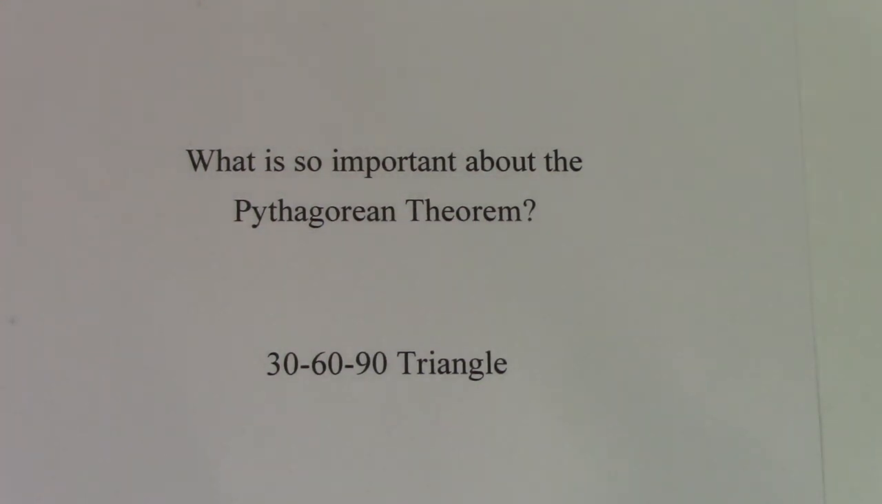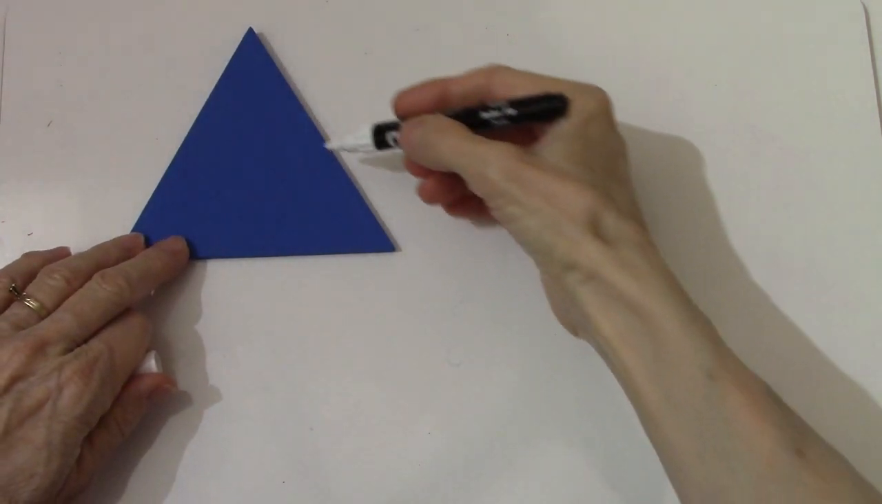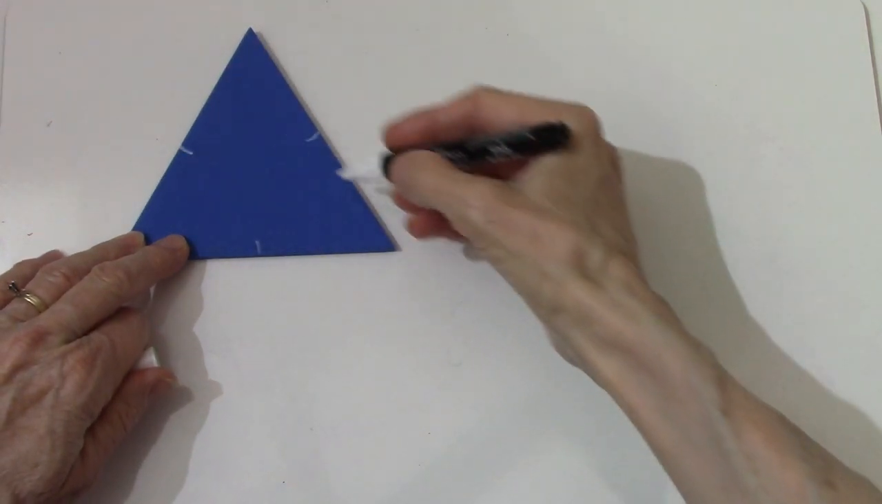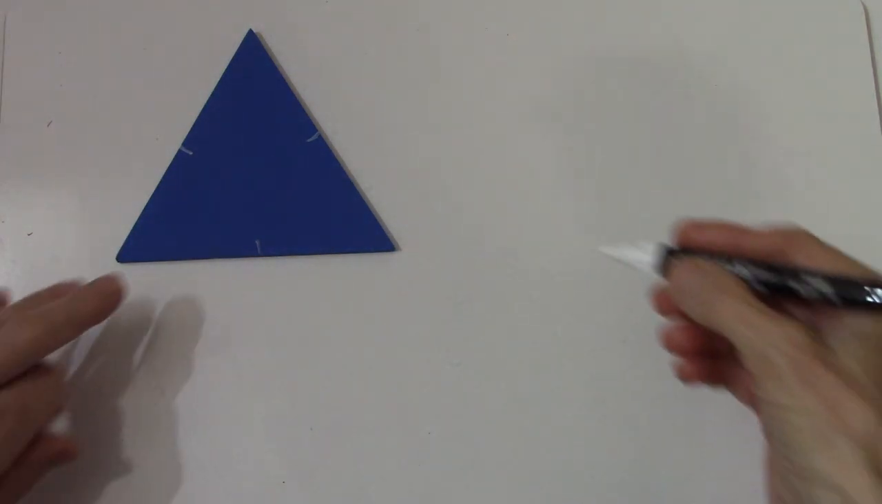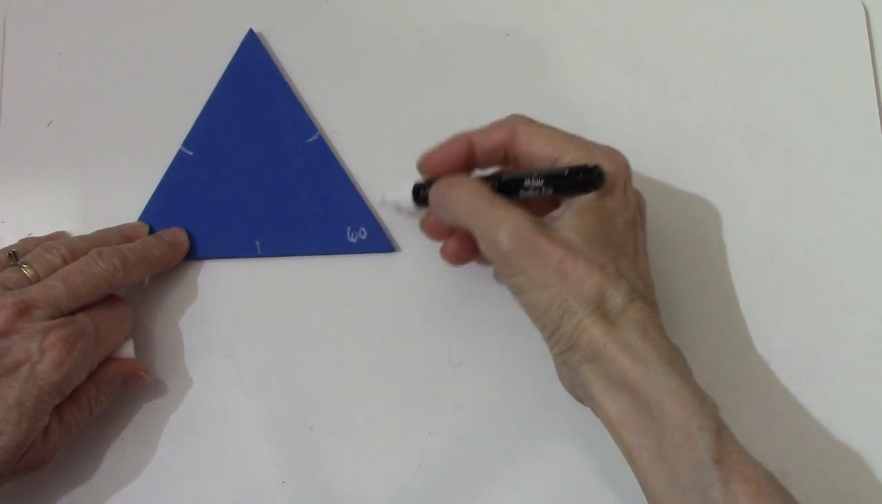Hello. In this video, we're going to use the Pythagorean theorem to explore the 30-degree, 60-degree, 90-degree triangle, commonly known as the 30-60-90 triangle. Okay, here I have an equilateral triangle, which tells me that each of my sides are congruent and each of my angles are congruent. Since the sum of the angles is 180 degrees, then I know that the measure of each angle is 60 degrees.